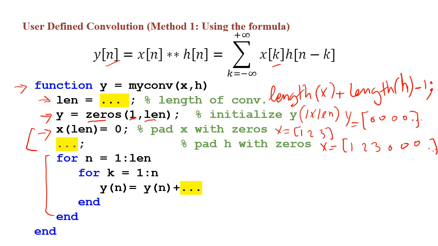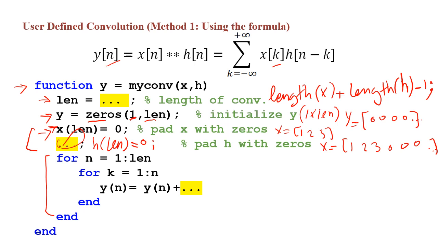So the second part of the code that's missing requires us to pad the signal h with zeros, and it is very straightforward. We can simply copy the previous line, this one right here, and then replace x with h. So I'm gonna say h at len is equal to 0, semicolon, just to suppress the output so we don't see it. Now we're gonna move on to the nested for loops.